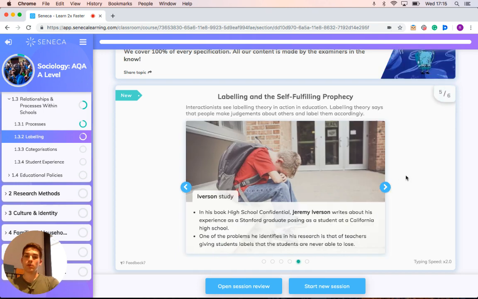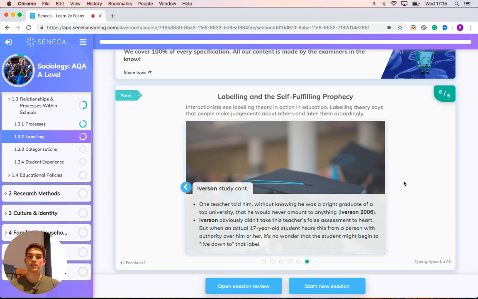Now, in a book called High School Confidential by Jeremy Iverson, he writes about his experience as a Stanford graduate posing as a student at a California high school. One of the problems he identifies in his research is teachers giving students labels that students are never able to lose. One teacher told him, without knowing he was a bright graduate of a top university, that he would never amount to anything.